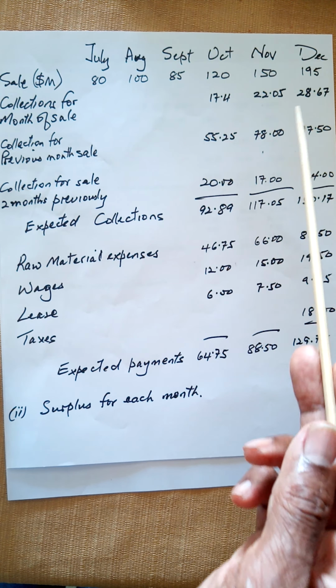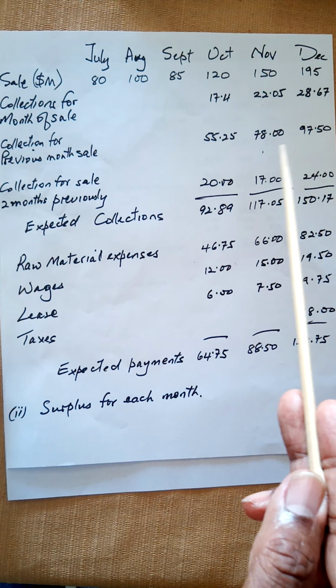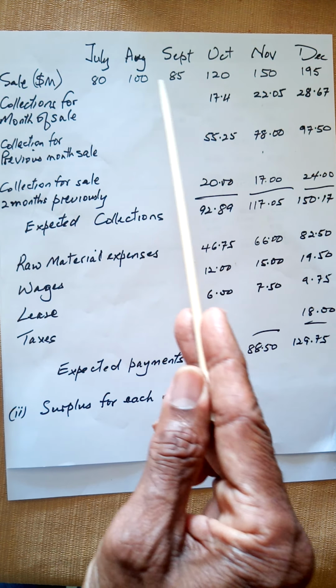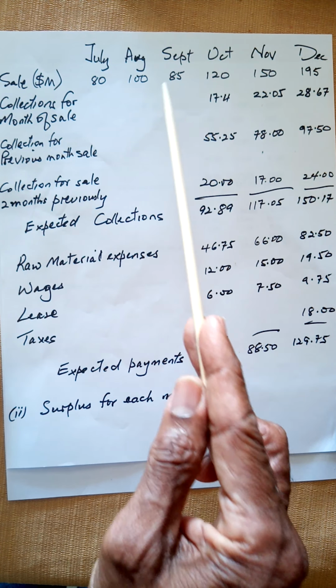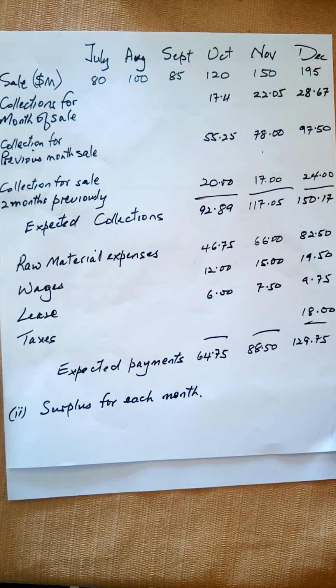So even though we are doing the cash budget for the October to December quarter, we realize that previous months, August and September, do have cash flows being collected in October, November, and December.